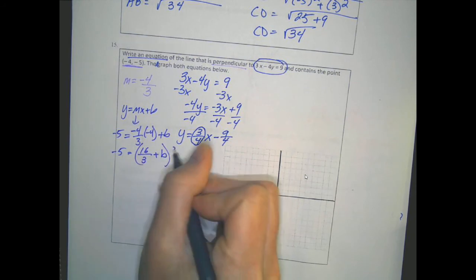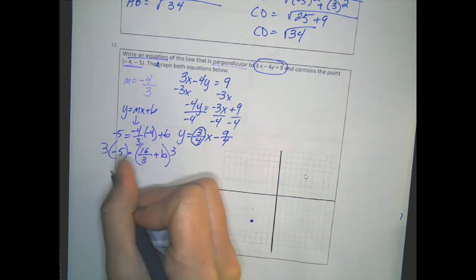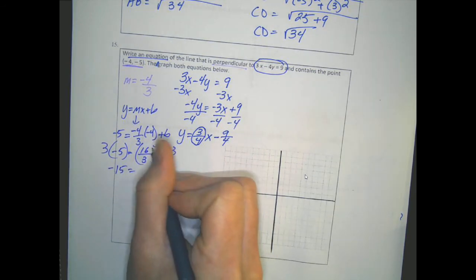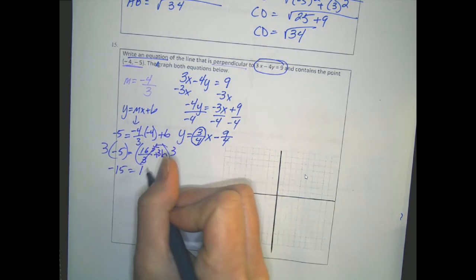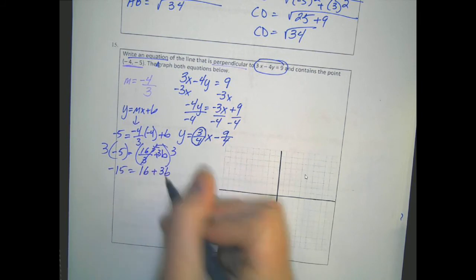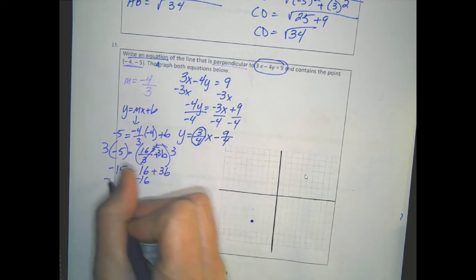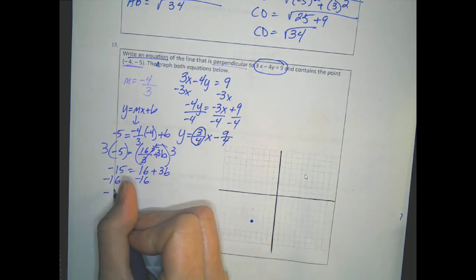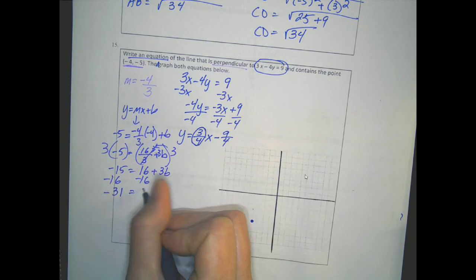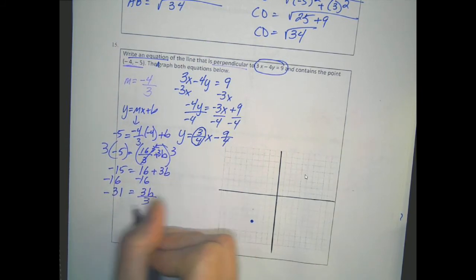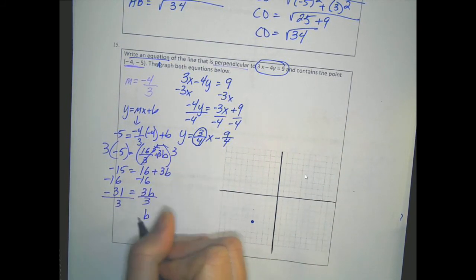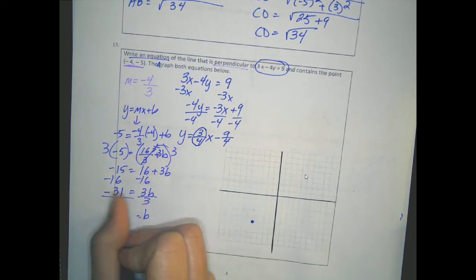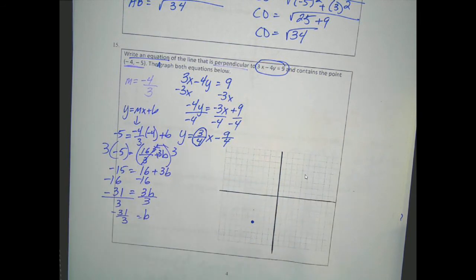I multiply each side by 3. -15 is equal to, and then I distribute my 3 here, these divide out right here, so it's going to be 16 plus 3b. I subtract 16, -31 is equal to 3b. Divide by 3, divide by 3. B is equal to -31/3, which is a horrible y-intercept.